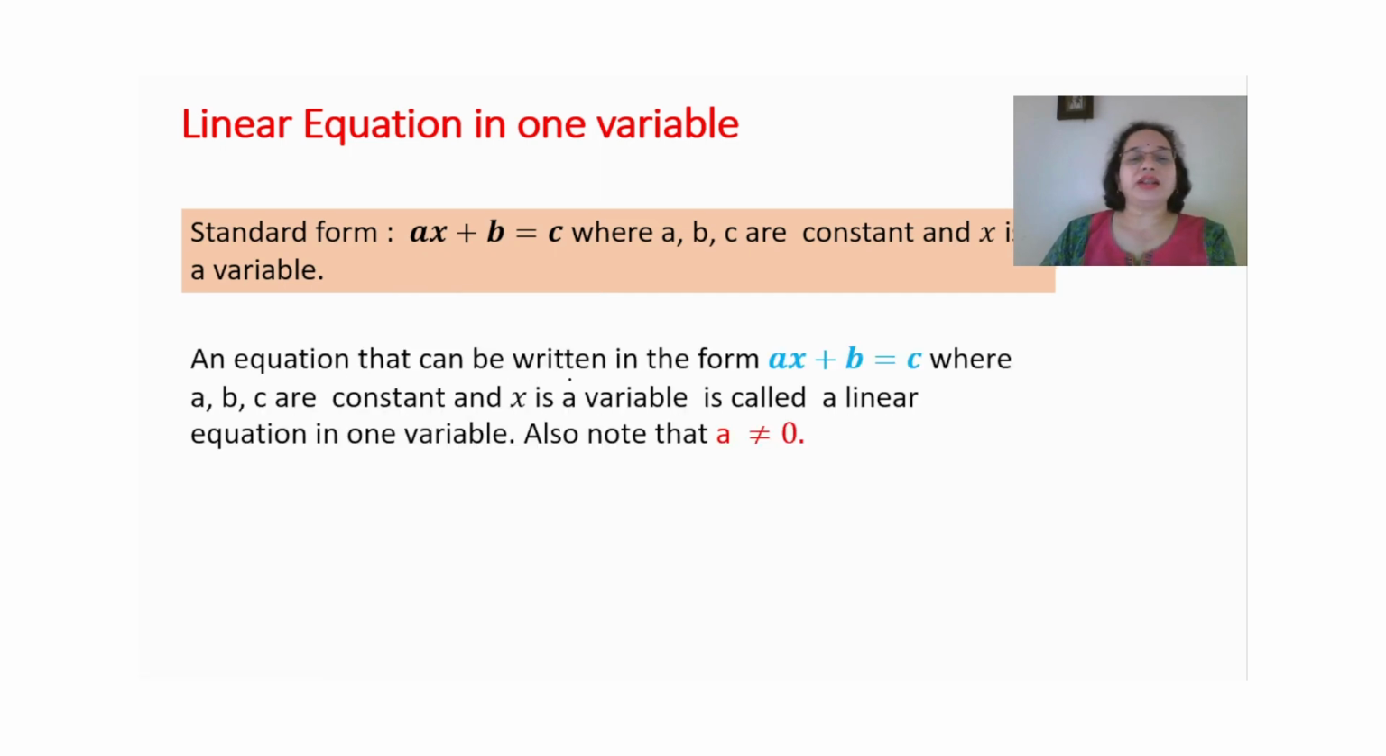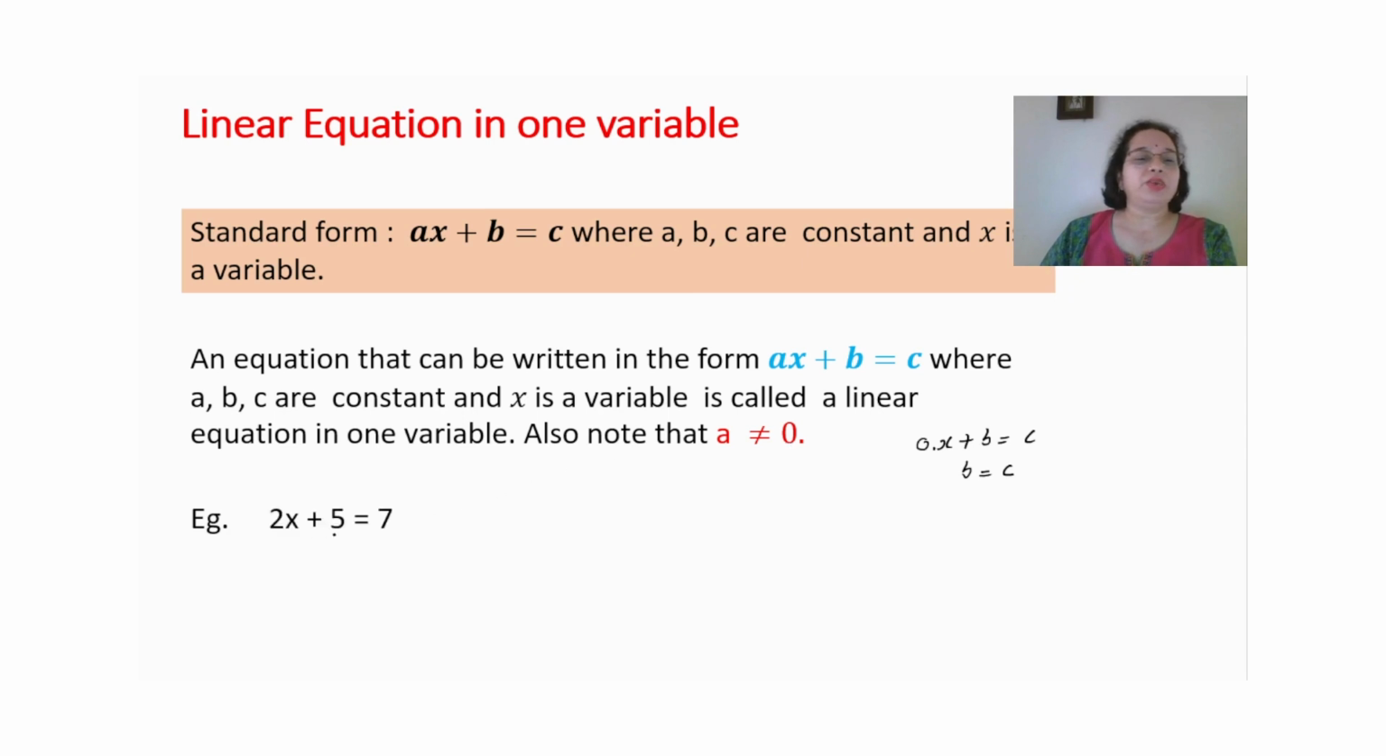So an equation that can be written in the form ax plus b equals c, where a, b, c are constants and x is a variable, is called a linear equation in one variable. And note that a is not equal to 0. If the value of a becomes 0, this becomes 0 into x plus b is equal to c. 0 into x will give you 0, and if we add 0 to any number we get the same number. So here you won't get any variable, and this is not a linear equation in one variable. That is why a should not be 0.